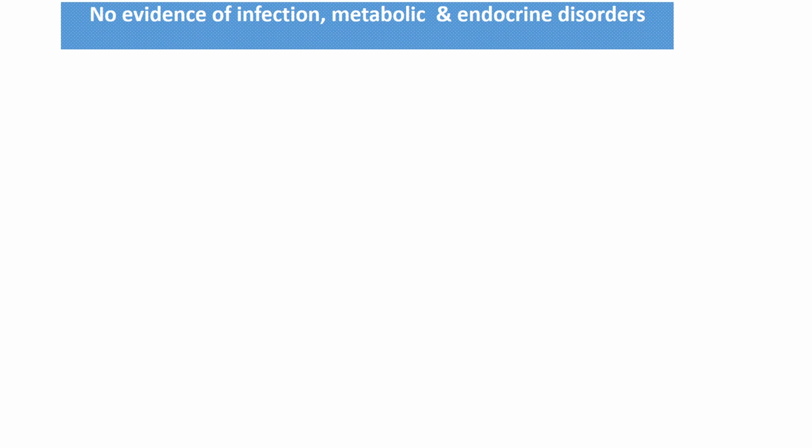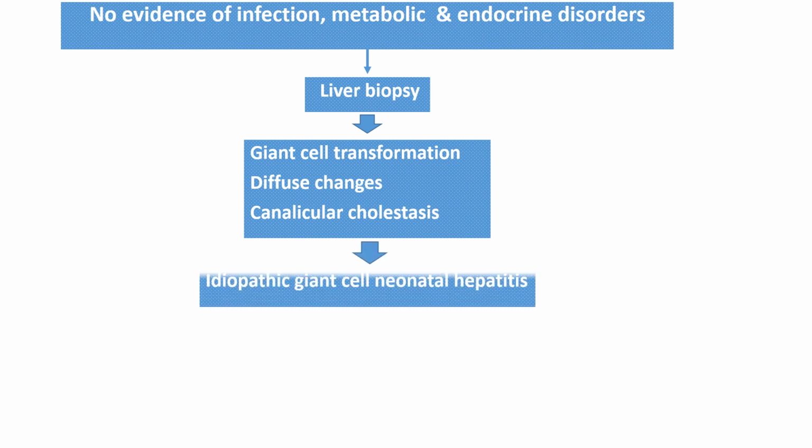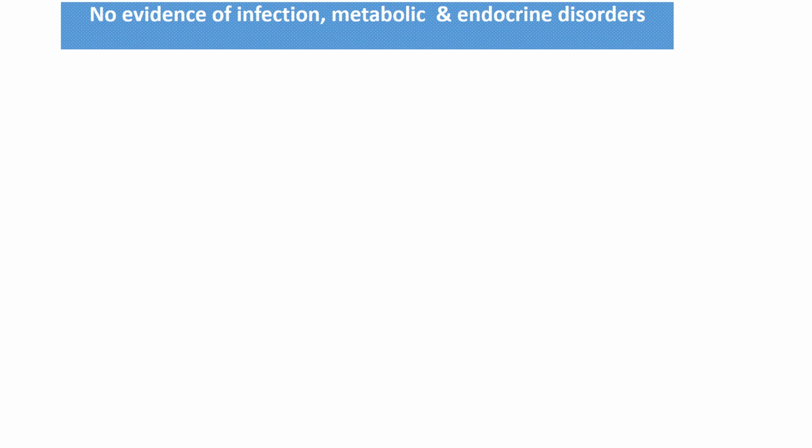If there is no evidence of infection, metabolic and endocrinal disorder, then go for the liver biopsy. If in the liver biopsy you find that giant cell transformation is there, diffuse changes are there, and canalicular cholestasis is there, then it is idiopathic giant cell neonatal hepatitis, which is the most common cause of neonatal hepatitis.